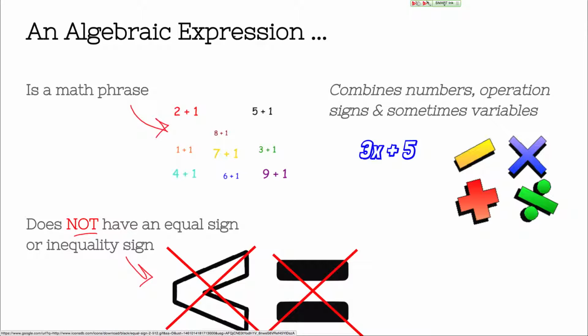Also, algebraic expressions combine numbers, operation signs, and sometimes variables. So this is a great example of an algebraic expression that combines all three of those things.